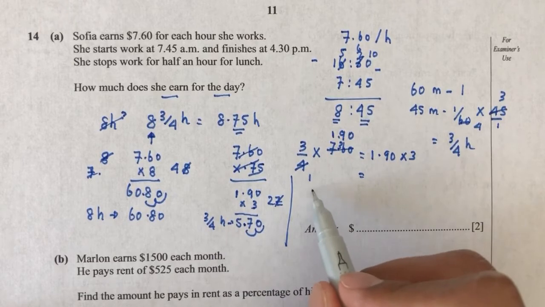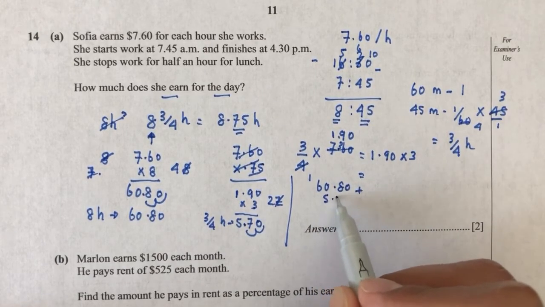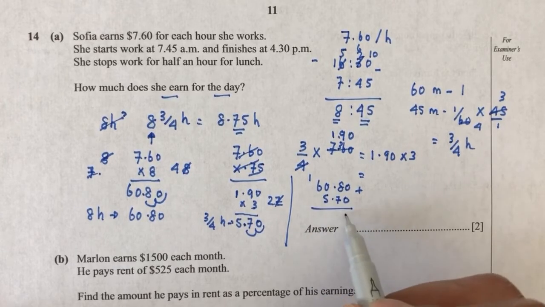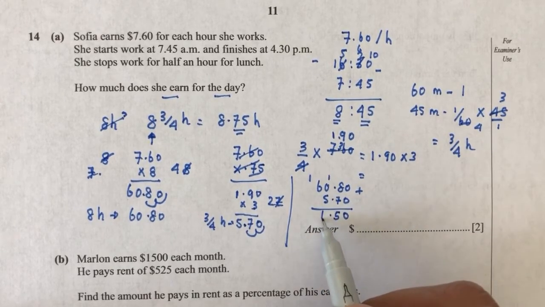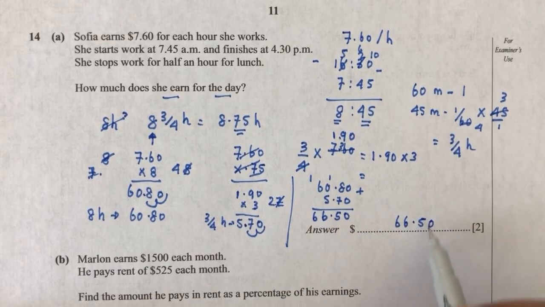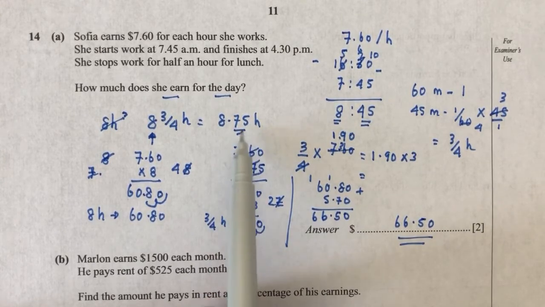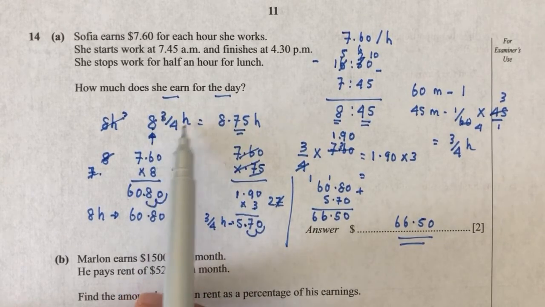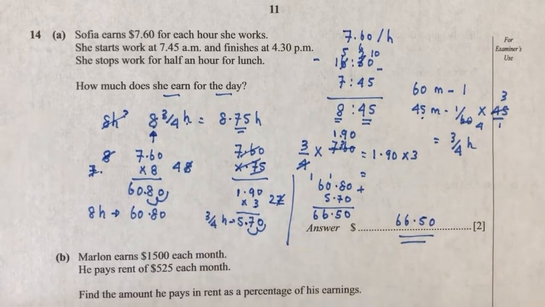So she works for 60 plus 5, 70, that will be 66.5. So she earns $66.50 for 8 hours and 3/4, which is 45 minutes, right?